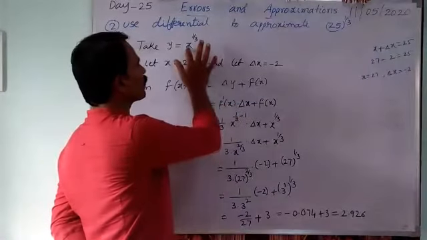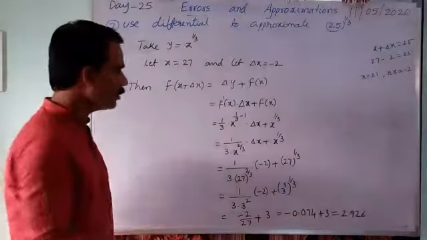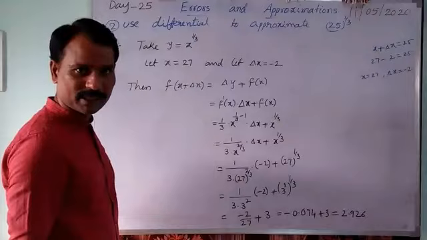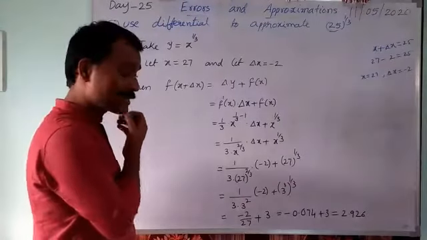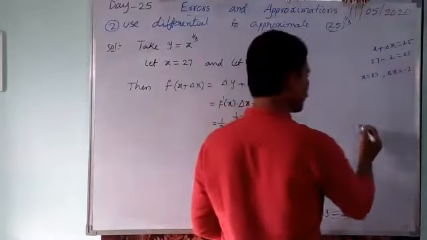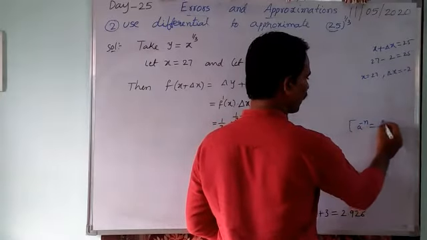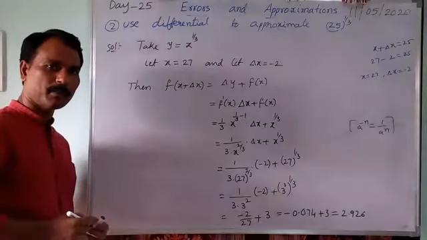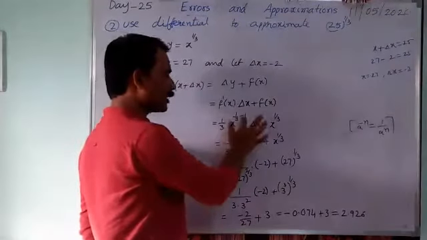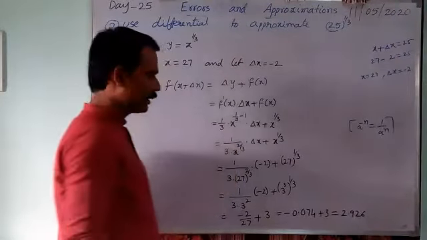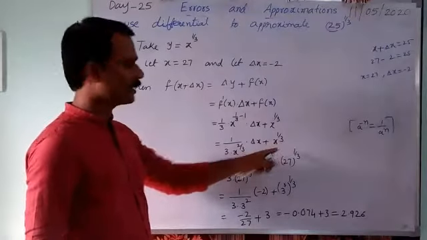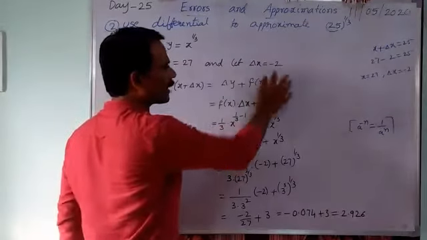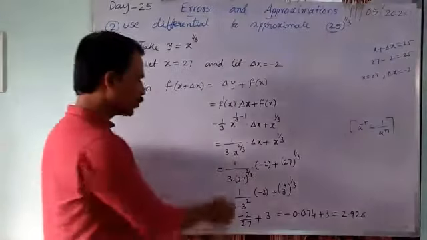Go for the first derivative of this function. The derivative of x^n is n·x^(n-1). By simplifying this, x^(-2/3) will come. What formula is there for a^(-n)? a^(-n) is equal to 1/a^n. By using that formula, x^(-2/3) we can write as 1/x^(2/3), into Δx, plus x^(1/3). Finally, with us two values are there: x equal to 27, and Δx equal to minus 2. Now we are substituting it.